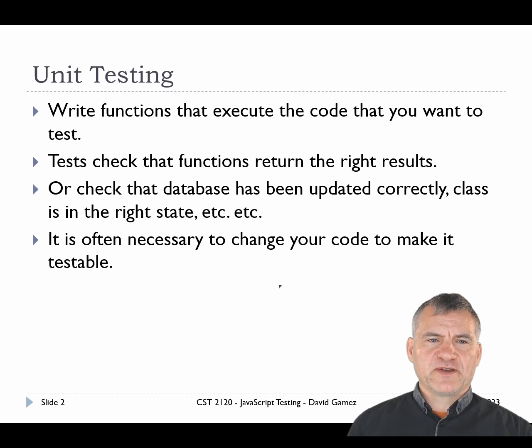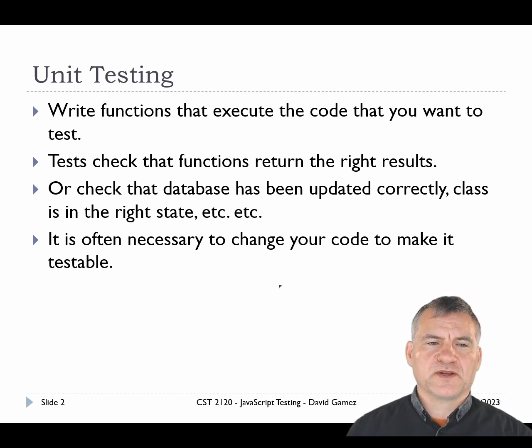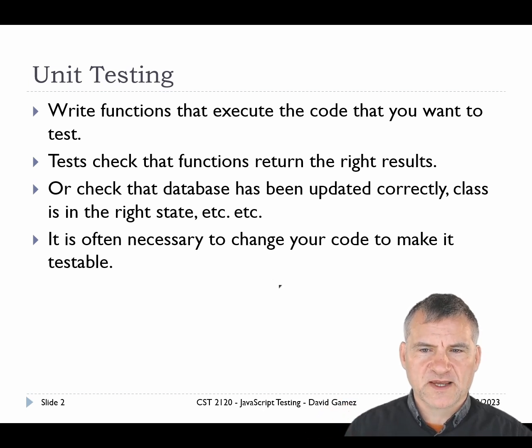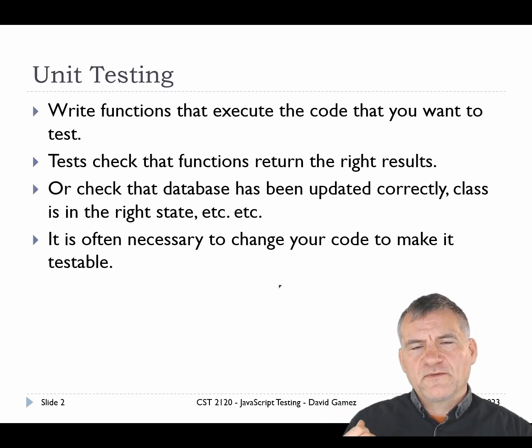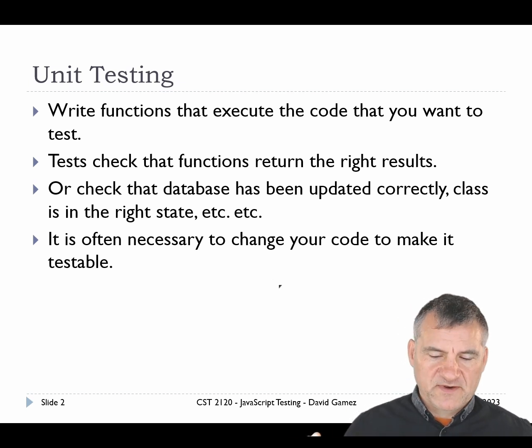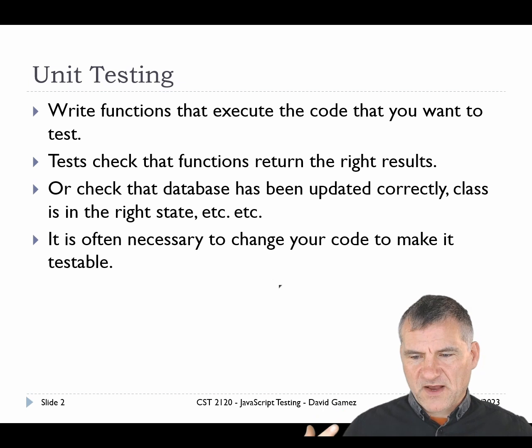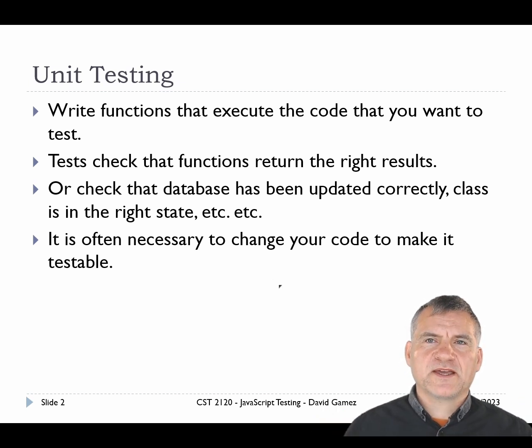As I explained in the previous lecture, in unit testing we write functions that execute the code we want to test, and the tests check that the functions return the right results, or in some cases that the database has been changed appropriately or the class state has been modified appropriately. Often we have to modify the code to make it easier to test, because if everything's mixed up in some big function, then we can't test it.